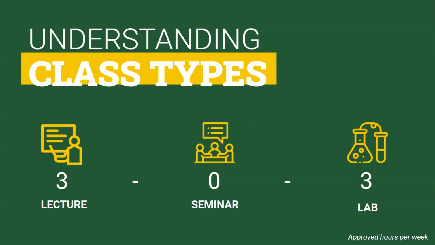How do you know if a course has one of these components? If you're browsing the course catalog, you might see 3 numbers separated by dashes beside each course, such as 3-0-3. These correspond to approved class times. In this example, 3-0-3 means that you will have 3 hours per week of lecture, 0 hours per week of seminars, and 3 hours per week of lab. What if it says 3-0-0? What would that mean? That would mean that you would only have 3 hours of lecture per week, no seminar, and no lab.